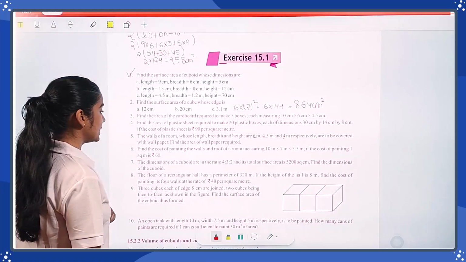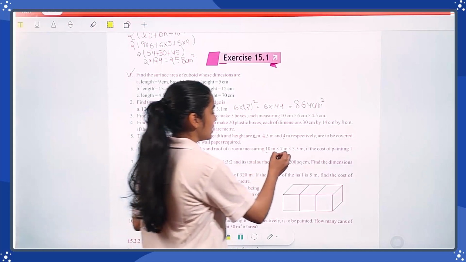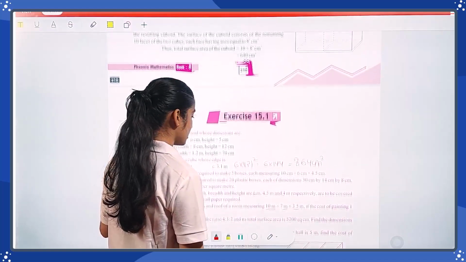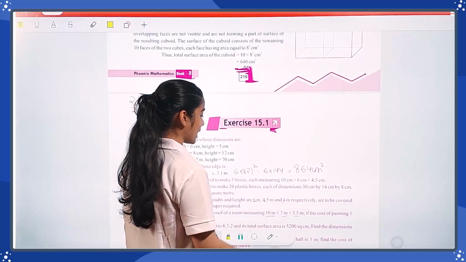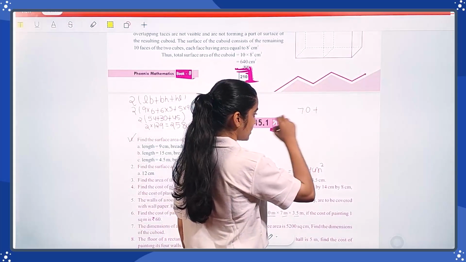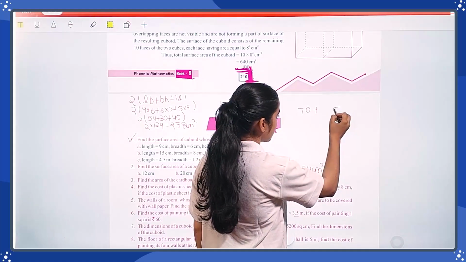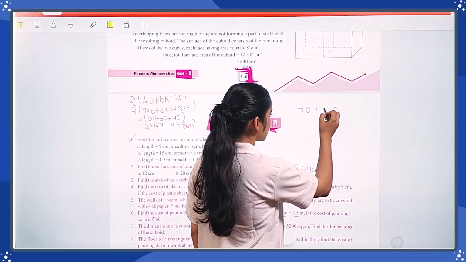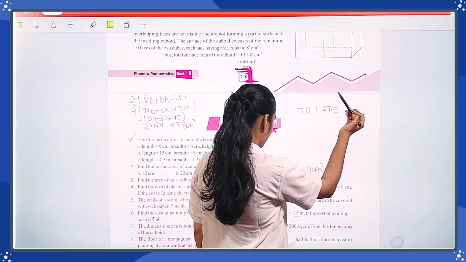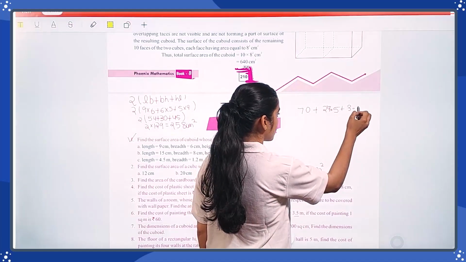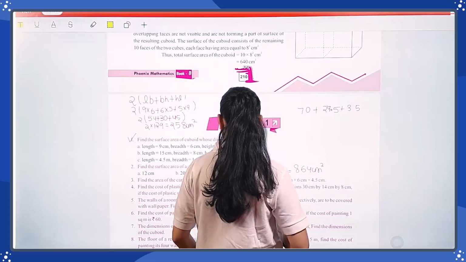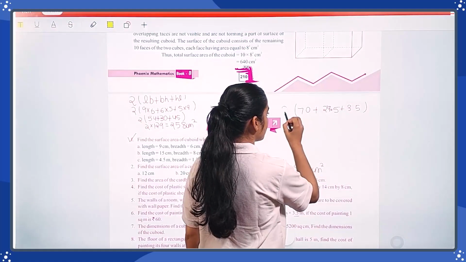Now find the cost of painting the walls and roof of a room measuring 10 meter, 7 meter and 3.5 meter if the cost of painting 1 square meter is 60. In this, the same formula we have to apply. 10 multiplied by 7 is 70. 7 multiplied by 3.5 is 24.5, and 3.5 multiplied by 10 is 35. You have to add these and multiply by 2.